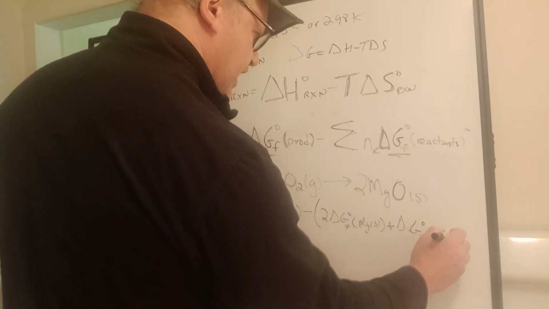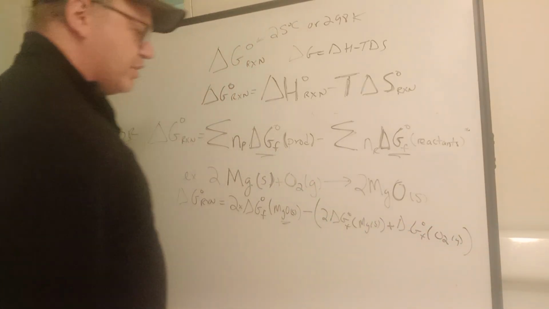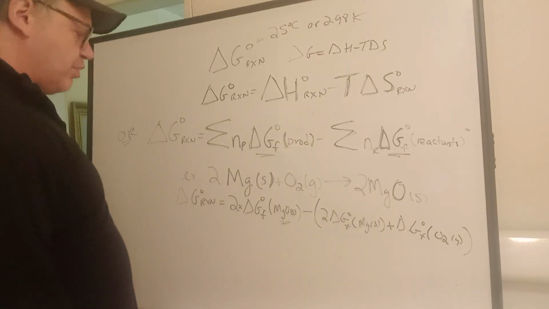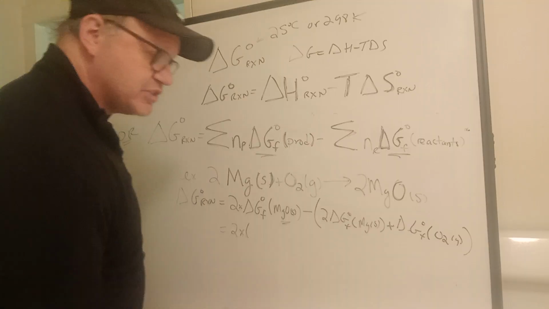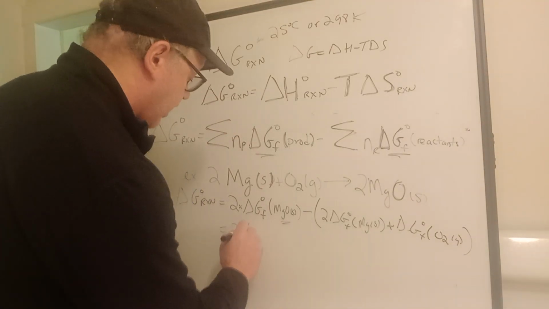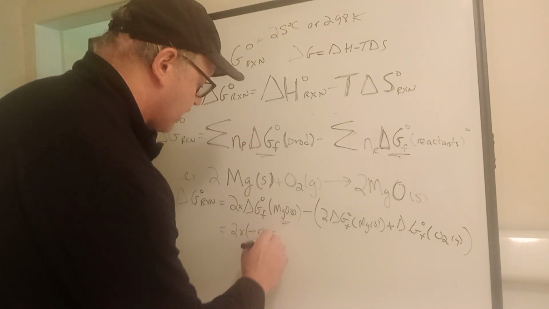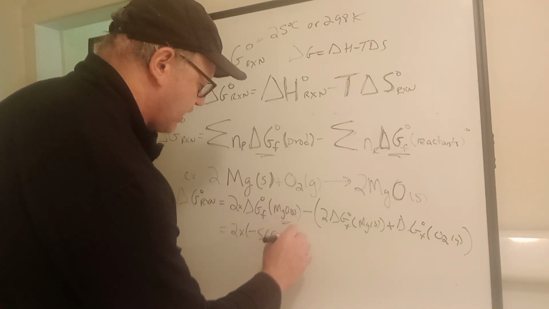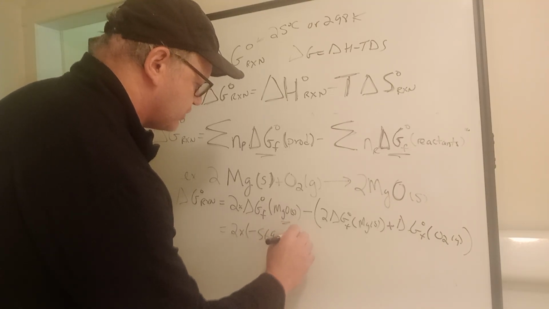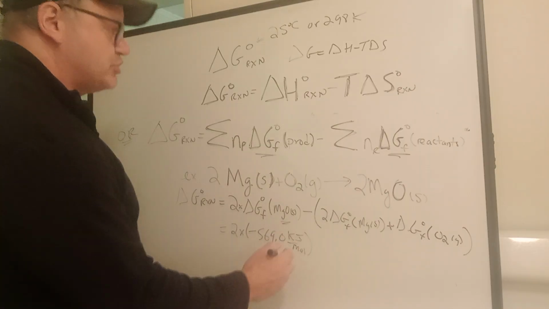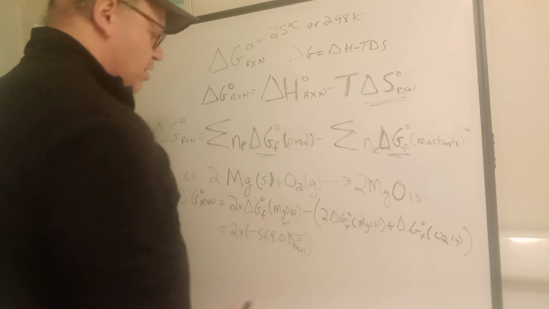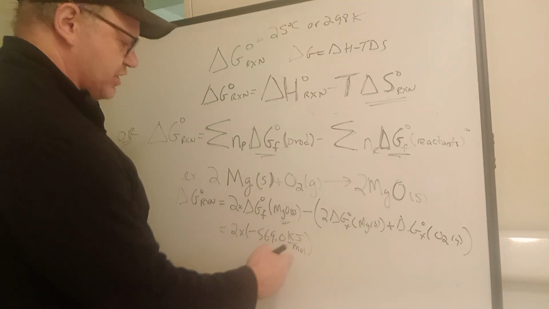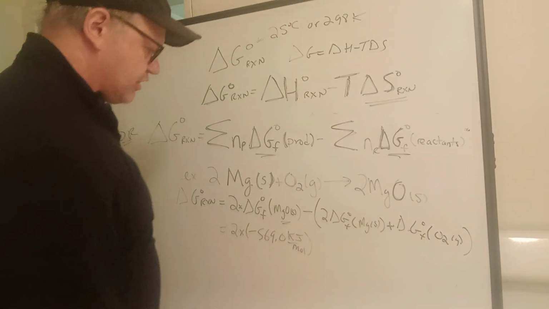Now the great thing is for this particular problem, we looked this up in the table, we have 2 times, and this ends up being, and I don't have to commit it to memory, negative 569.0. It's in kilojoules per mole, and most of the energies on there are in kilojoules. The entropies are usually joules per Kelvin per mole on the table. So this is in kilojoules per mole, just like the enthalpy would be.